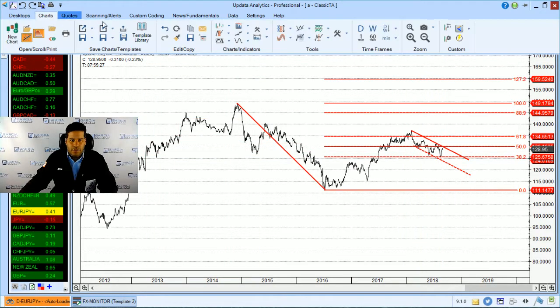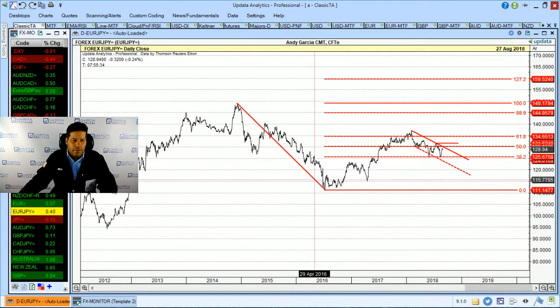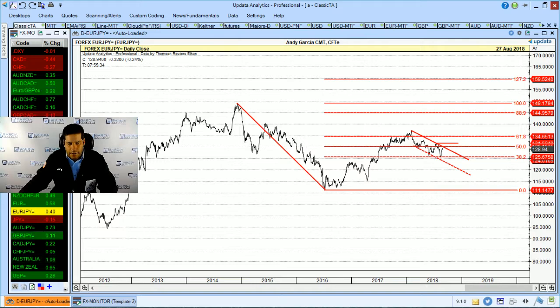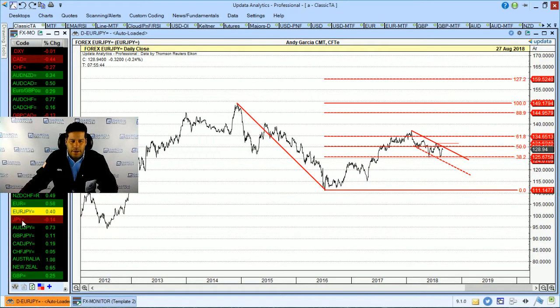Okay, so we'll go over here and put another trend line right here. That's going to be my breakout point. So I'll be watching that very closely to make sure that we stay beneath that level and work our way down here in the euro yen.